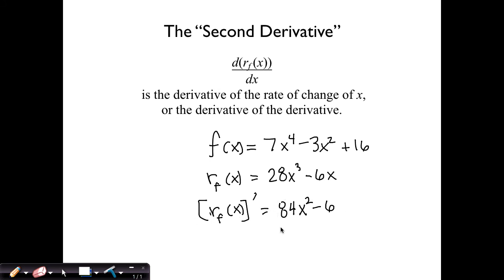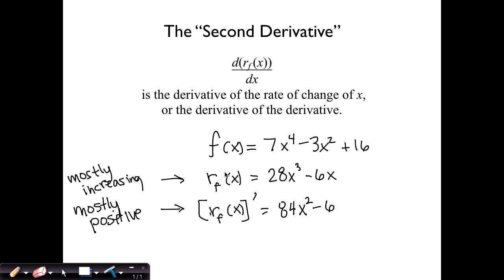So this expression, for instance, you can say, for most values of x this is going to be positive, because 84x squared, when x isn't extremely close to 0, is going to be larger than 6. And so this is most of the time going to be positive, just as a note. What that tells me about this function is, if the rate of change of this is mostly positive, then that indicates that this rate of change function is mostly increasing, except for right around 0.